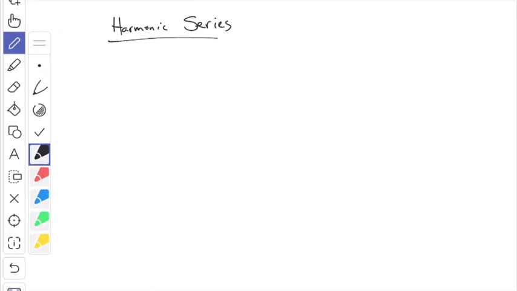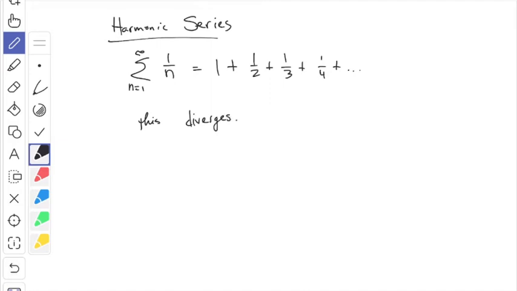The harmonic series refers to this specific series, the sum of 1 over n, n equals 1 to infinity. To write out these terms, it would be 1 plus a half, plus a third, plus a fourth, and so on. This is called the harmonic series. I want to talk about this one for a few moments, but there is no formula for what this adds up to, and that's because this diverges. In fact, it diverges to infinity, so the limit is infinite in this case.